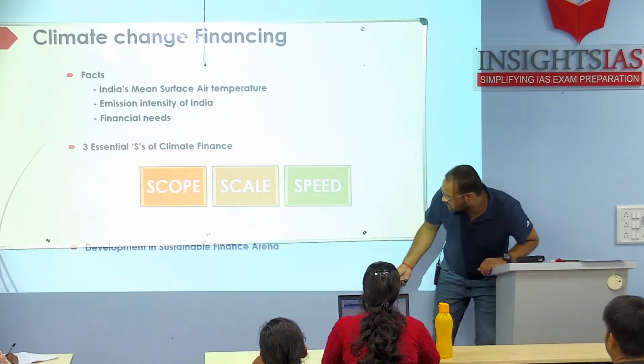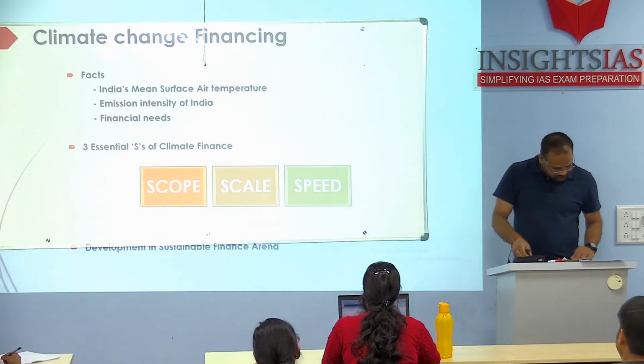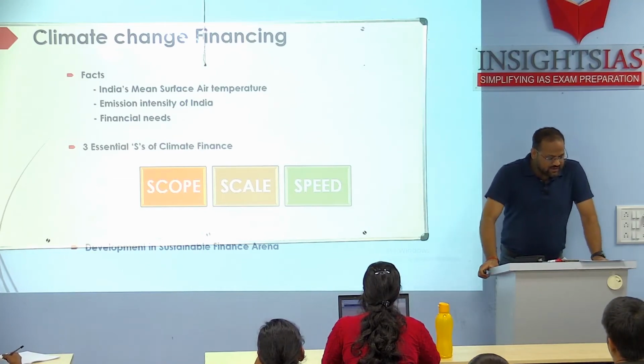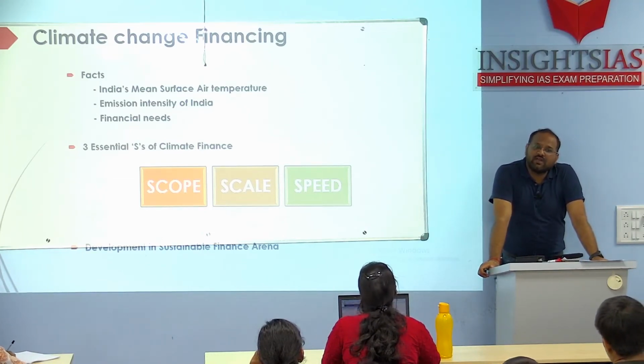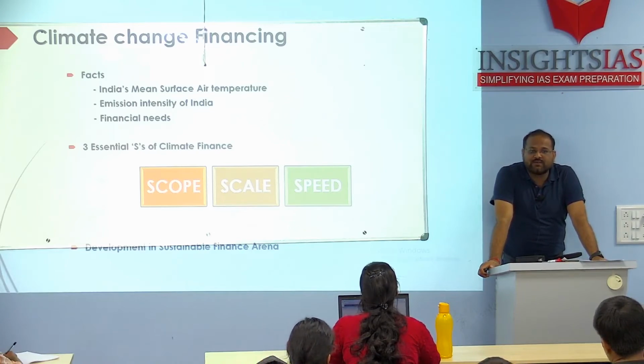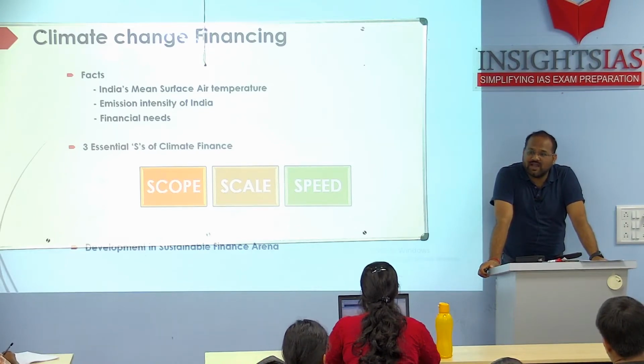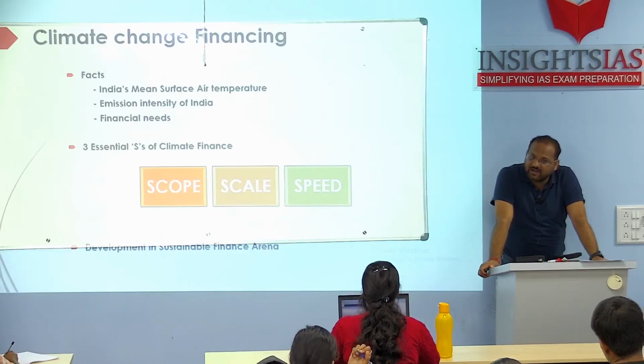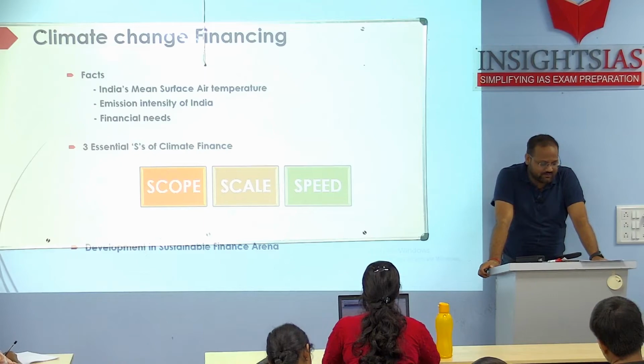Now we will see in detail about everything. So the scope: the majority of the funding or the financing is focusing on adaptation. They are not focusing on mitigation. So it should include adaptation plus mitigation activities.